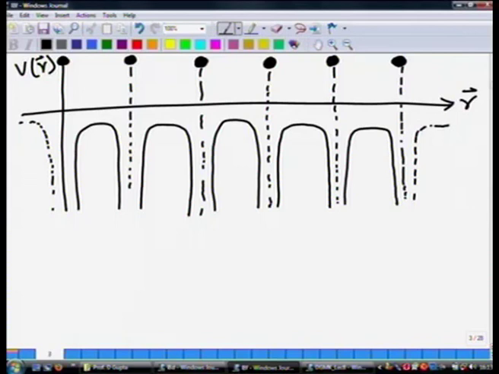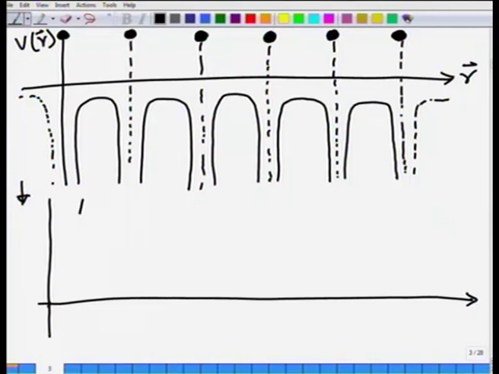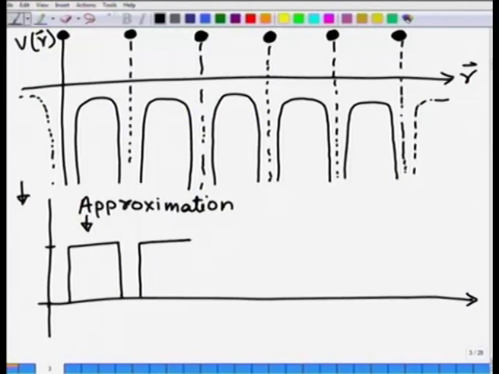A three dimensional crystal will be more complicated than that. So, effectively, what we are going to do is reduce this to a one dimensional approximate periodic potential. This is the approximation in order to get an analytical solution. I am going to make it so that this periodic potential varies something like this. I am going to use a square or rectangular potential.